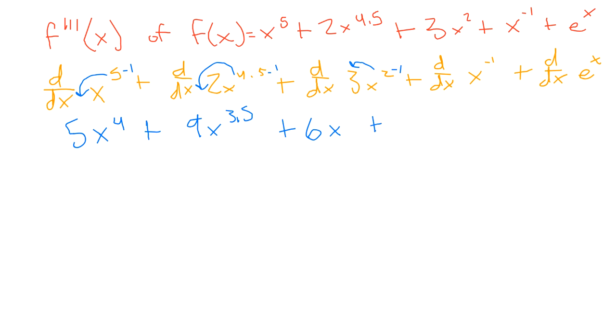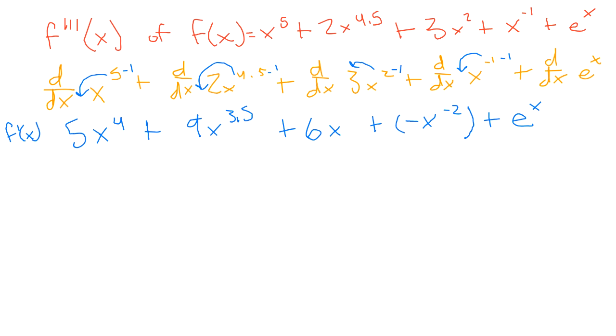Plus, we can pull this negative 1 out in front, so we get negative x, and negative 1 minus 1 is negative 2. Plus, the derivative of e to the x is just e to the x. So now we have our first derivative.